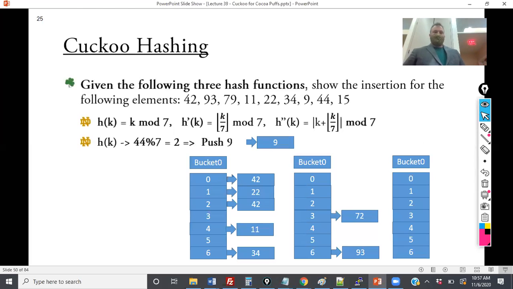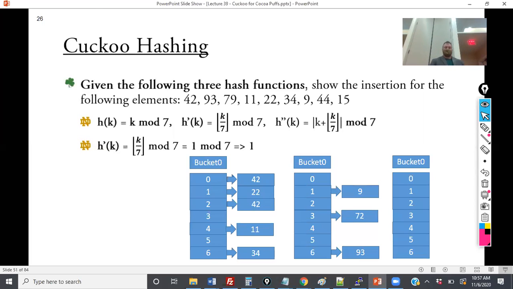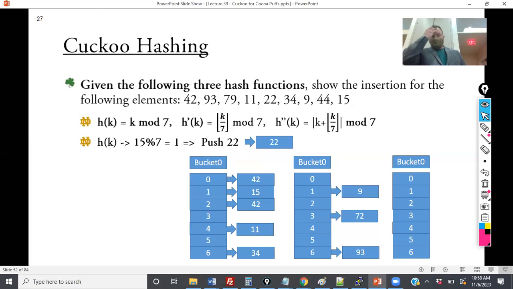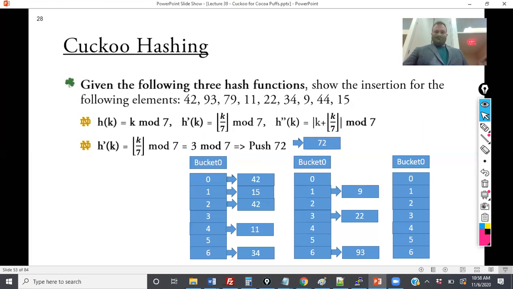So now we have 44. 44 mod 7 is going to be 2. So now we're going to push 9. And now 9 is going to be 9 divided by 7, which will be 1, mod 7, which will be 1 in the second hash. So now we have, I'm sorry, not 44, 15. 15 mod 7 is 1, so we're going to push 22 out of its bucket. And then 22 divided by 7 is going to be 3. So we're going to put 22 in bucket 3, and we're going to bump out 72. Does everybody see that?